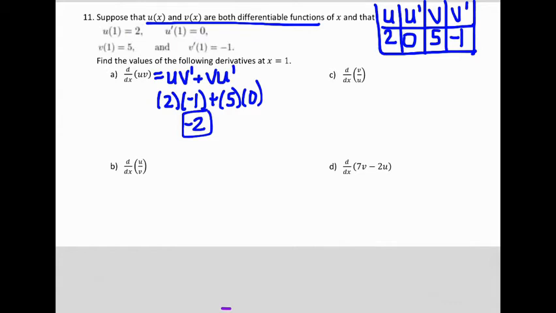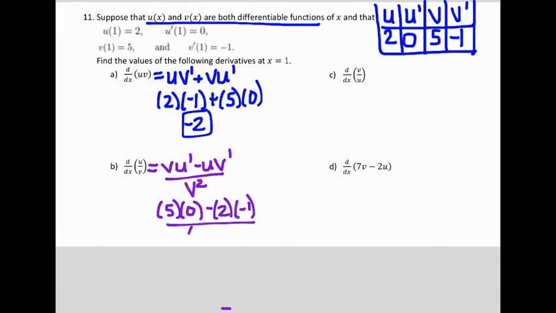Let's look at b, the derivative of u divided by v. So we've got low d high minus high d low all over low squared. Now let's use our table and plug in. We've got v is 5 times 0 minus 2 times negative 1 all over 5 squared. So our final answer, 2 over 25.